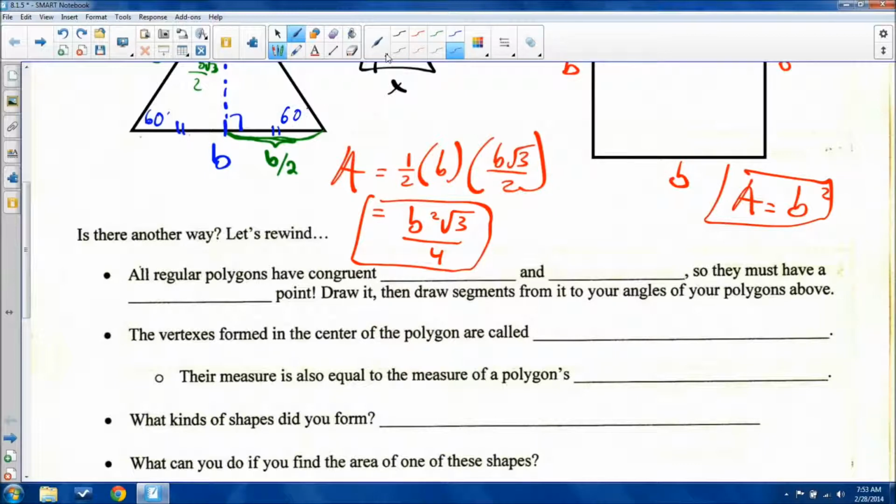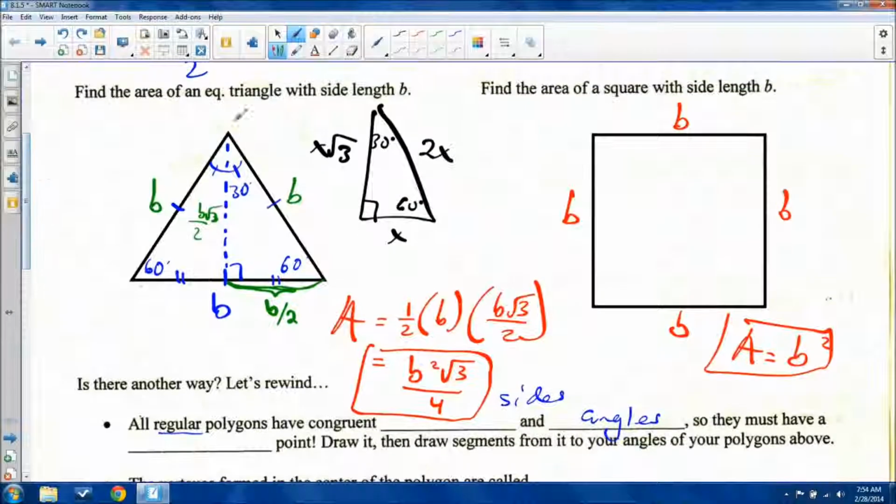Okay. All regular polygons have congruent sides and angles. I'll just write them here. Sides and angles. Okay? Now we know that. Regular polygons. Now check this out. If I have all congruent sides and angles in these, just like a circle, how everything can meet at a center point, okay? If these are all congruent, they all kind of have like a middle, all right? There's a center point in this square, and there's a center point in this triangle, okay?